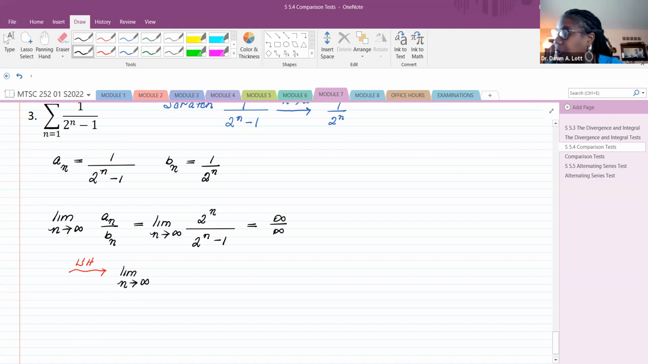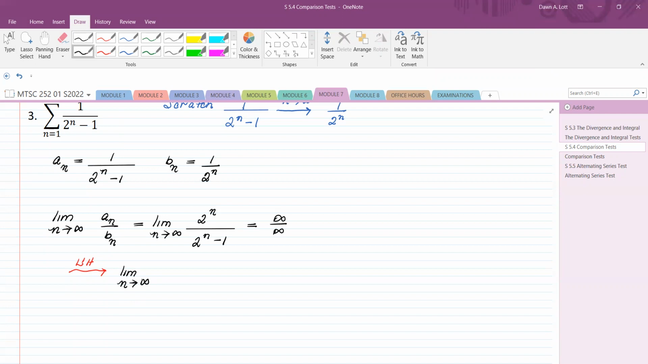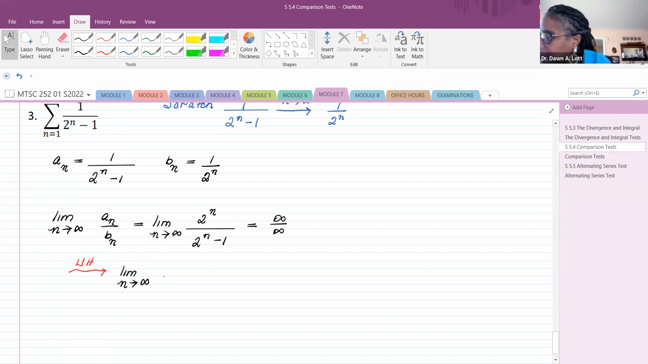So I'm going to use L'Hopital's rule, and L'Hopital's rule says take the limit as n approaches infinity of the derivative of the numerator. What is the derivative of 2 to the n? Oh, we're pulling out some ancient stones here in order to do this. We learned this way back. How do you take the derivative of 2 to the n? Anybody remember?